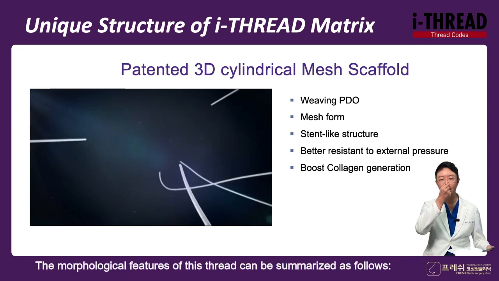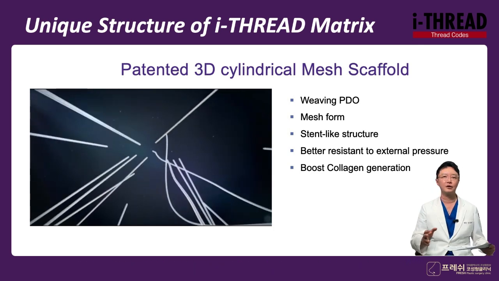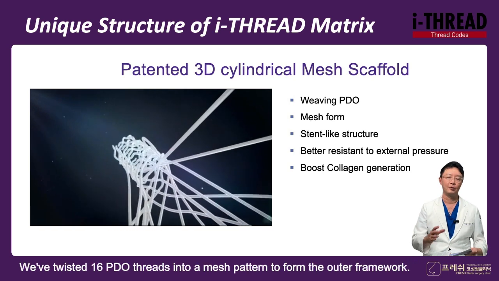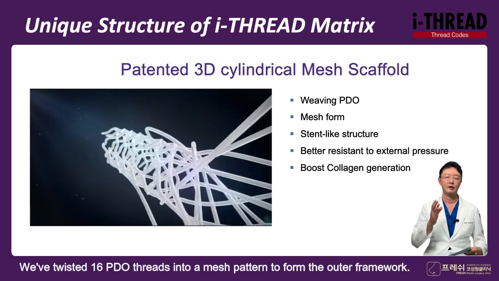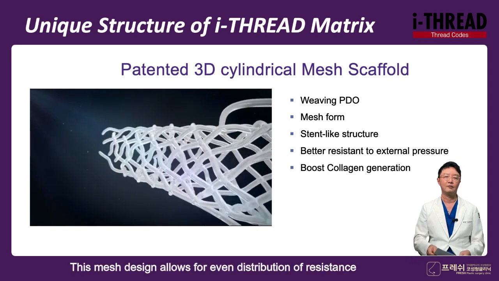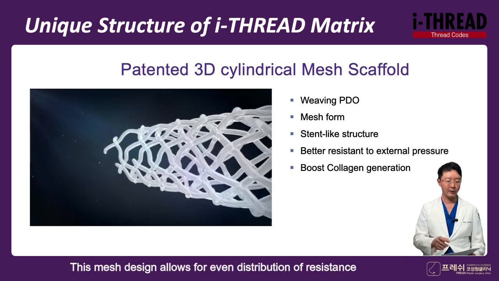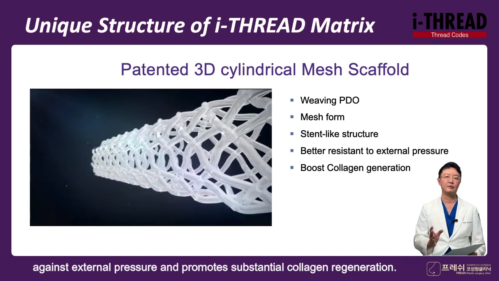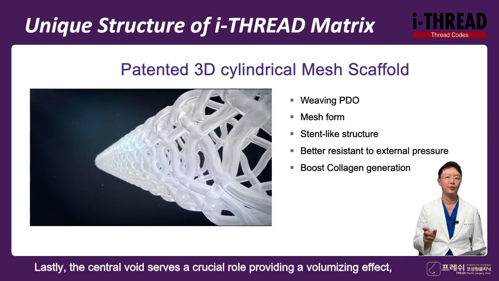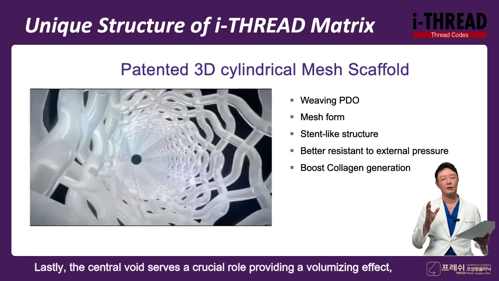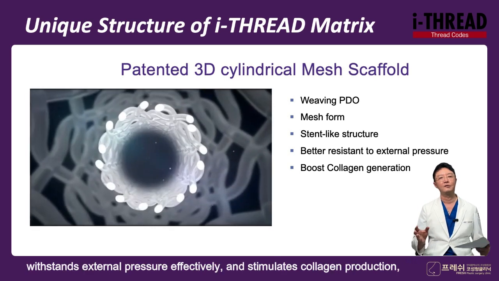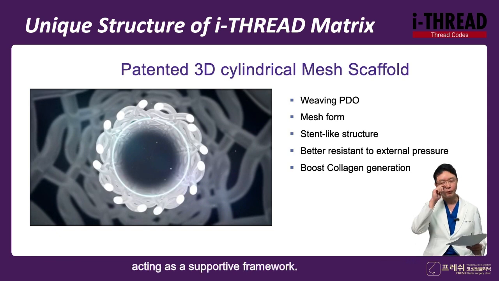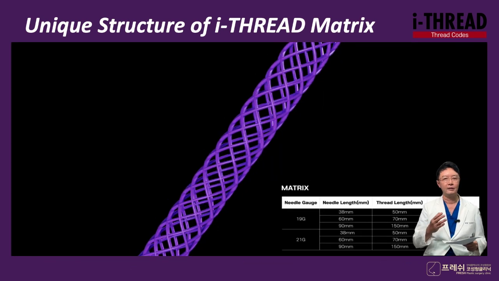The morphological features of this thread can be summarized as follows: 16 threads in a mesh-type structure with a central void stent design. We've twisted 16 PDO threads into a mesh pattern to form the outer framework. This mesh design allows for even distribution of resistance against external pressure and promotes substantial collagen regeneration. Lastly, the central void serves a crucial role, providing a volumizing effect, withstanding external pressure effectively, and stimulating collagen production, acting as a supportive framework. Like this.